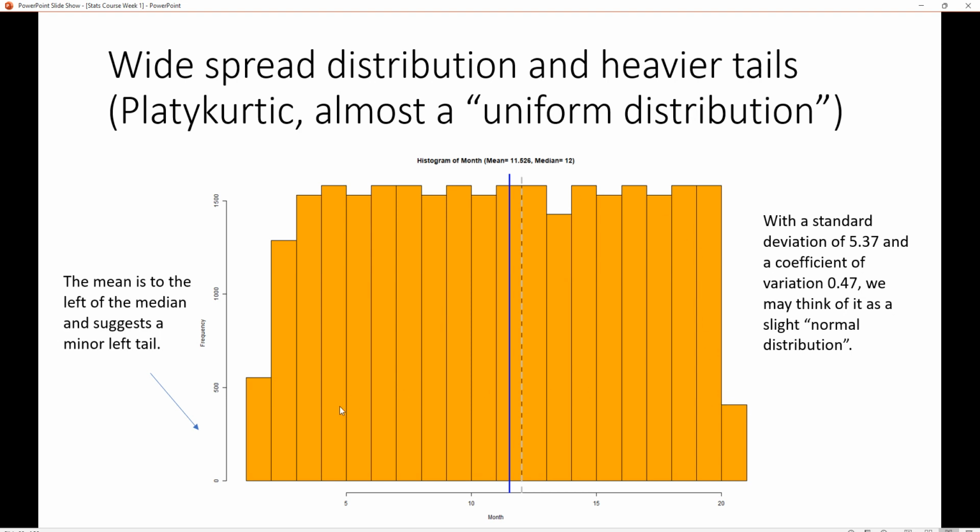We see that the mean is to the left of the median and suggests a minor left tail. So our mean is 11.52 and our median is 12. So it's just a slight left tail. With the standard deviation of 5.37 and a coefficient of variation of 0.47, we may think of it as a slight normal distribution. We may want to adjust our histogram settings. Again, this comes out of my Shiny app if you wanted to take a look.